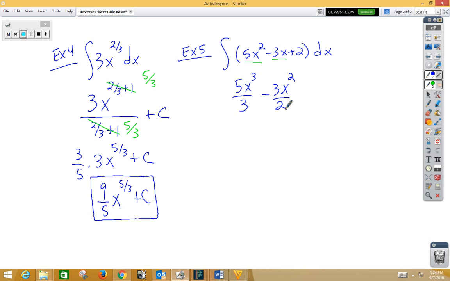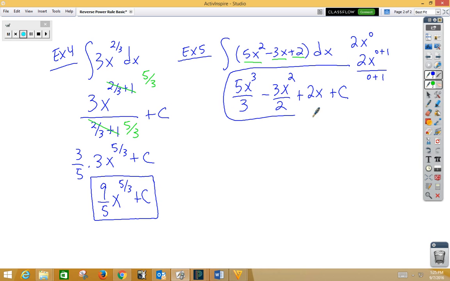Now 2 is really 2x to the 0 power. So when we integrate that, we're going to get 2x to the 0 plus 1 over 0 plus 1. So notice, when you integrate a constant, you simply tack on an x to it plus c. Notice the 5/3 and the negative 3/2 cannot reduce, so we are done.